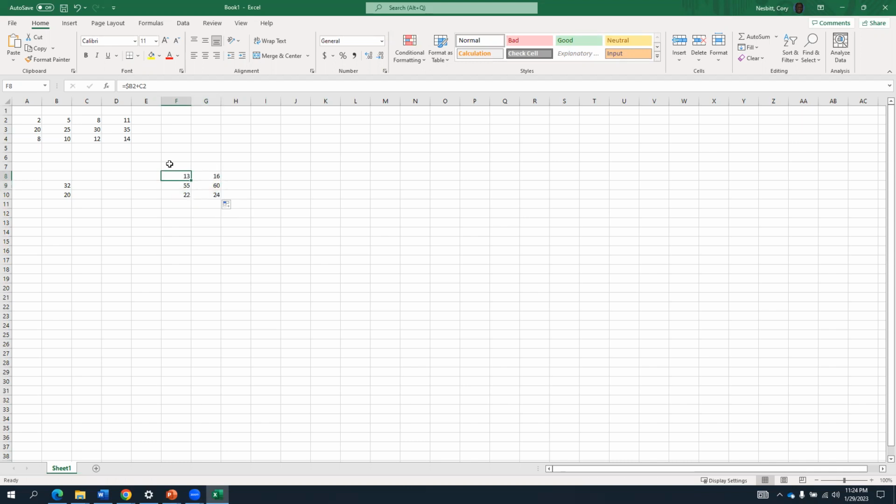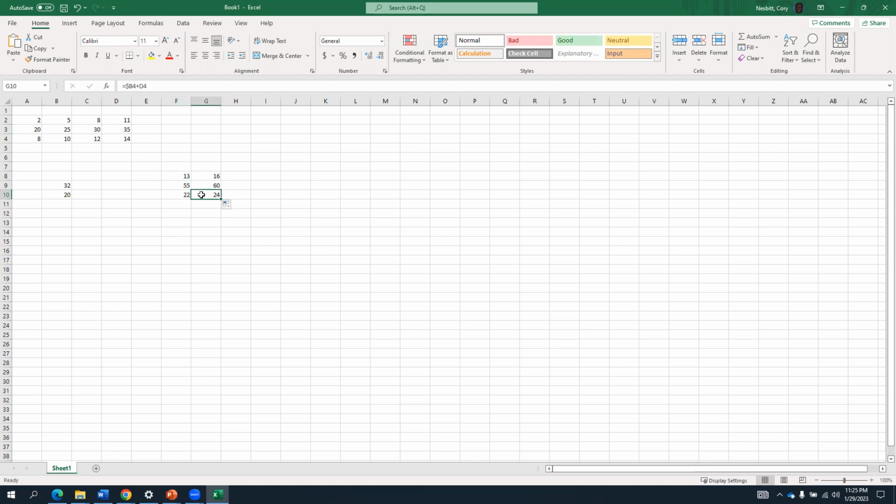Notice what it's doing. So you have B2 plus C2, all right? Right here, you got B3 plus C3. You have B4 plus C4. We didn't hold the C row or column constant. What we did was hold the B column constant. So it's always going to be this column. And so then it went down 3. So it'll be B4 plus C4.